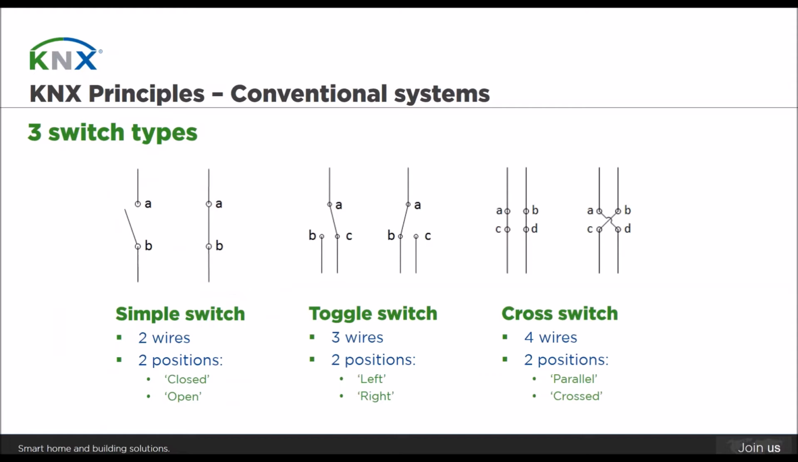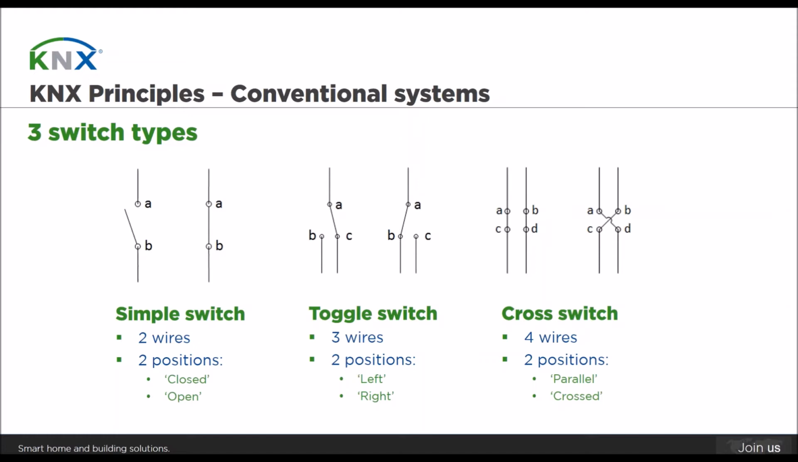Conventional systems are based on 3 switch types, which we see here. On the left side, we see the simple switch. In the middle, we see the toggle switch. And on the right side, the cross switch. So a simple switch has actually only 2 connections, which means that only 2 wires are connected to it. It has 2 positions that are called open and closed.